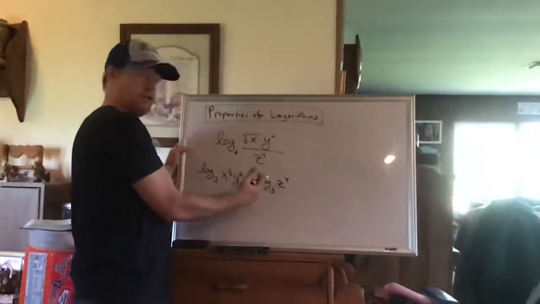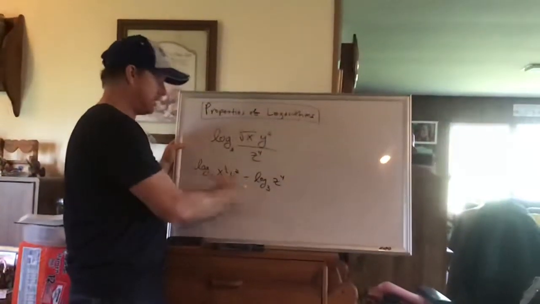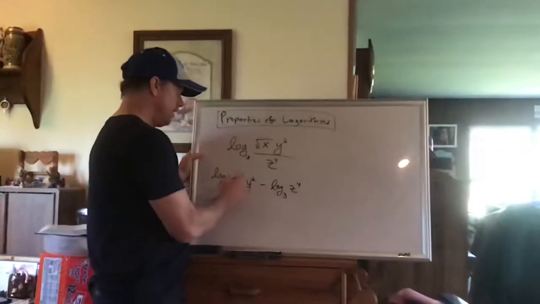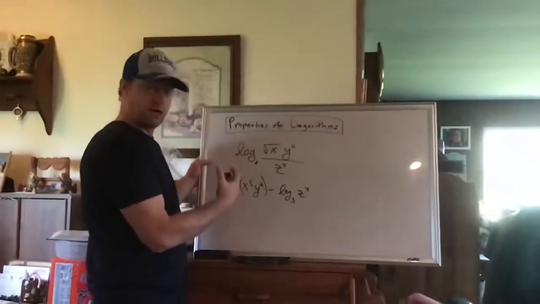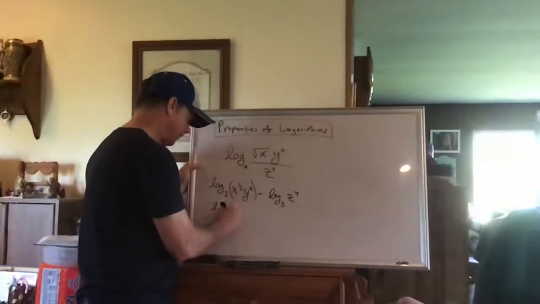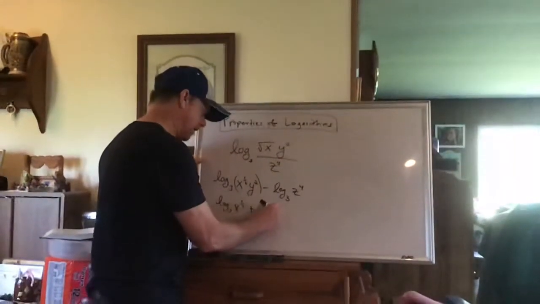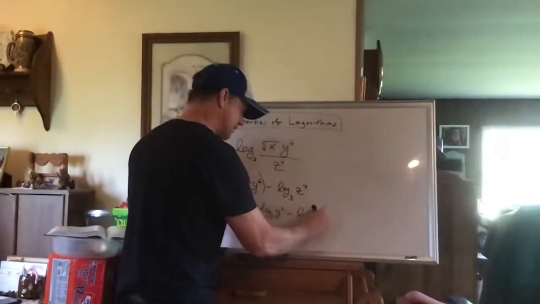So I sent the division to subtraction, and I told you whatever is on top has to be written first. And then what we have here is a product. What do we send a product to? Addition. So I'm going to write log subscript 3 of x to the 1/2 plus log subscript 3 of y squared minus log subscript 3 of z to the 4th.